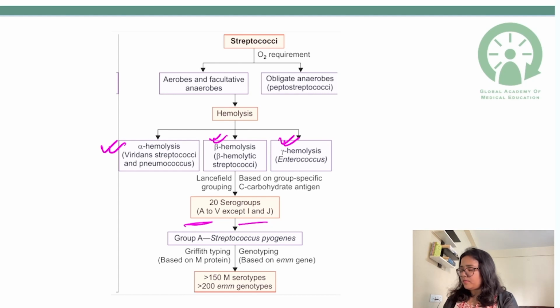protein typing, which is based on M protein, and genotyping based on the emm gene into more than 150 M serotypes and more than 200 M genotypes.